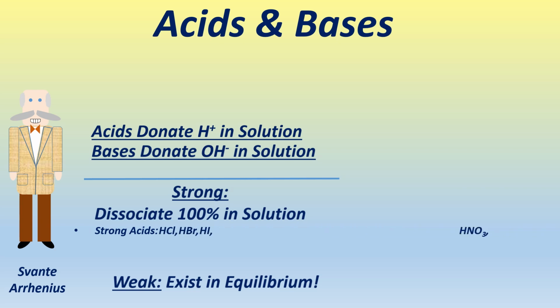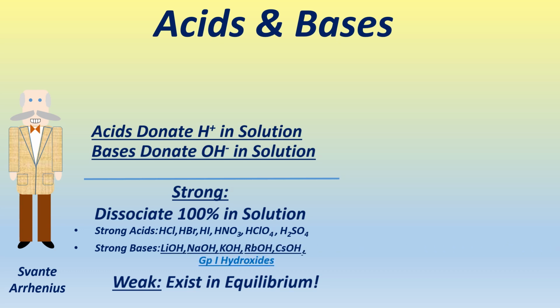He defined the strong acids as HCl, HBr, HI, HNO3, HClO4, and H2SO4, and the 7 strong bases as the 5 group 1 hydroxides, plus strontium and barium hydroxide.